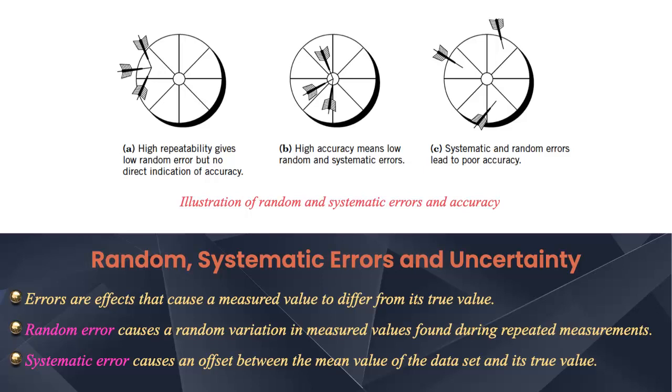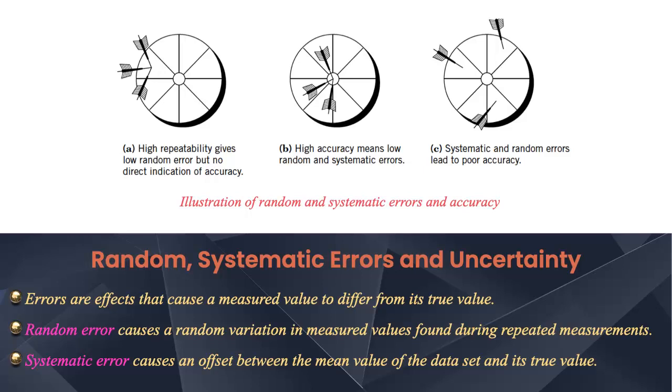Systematic error causes an offset between the mean value of the data set and its true value. This is the deviation of the average value of the experiments that we carry out from the true value. Combining random and systematic error, we can obtain the uncertainty in the data, which we are going to discuss in later chapters. Here on the top, I show a brief illustration of what random and systematic errors are.